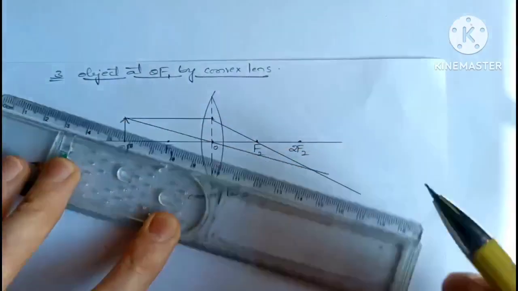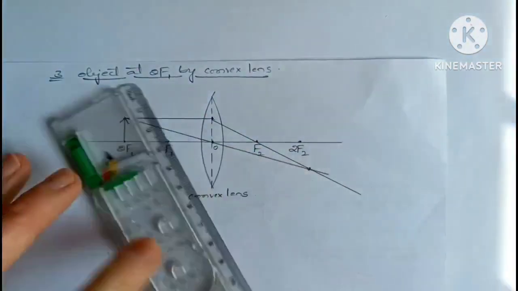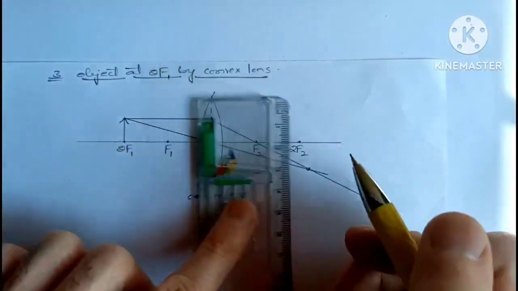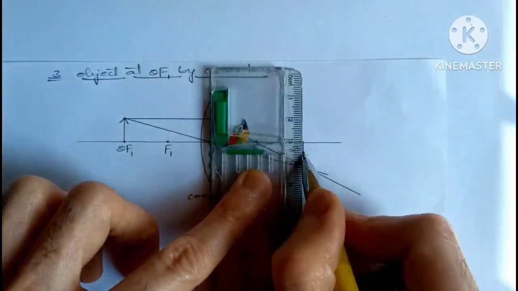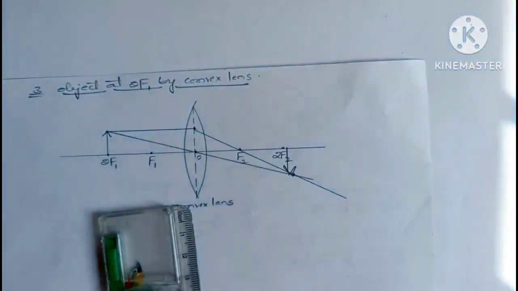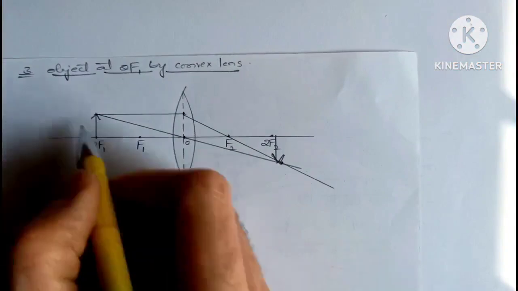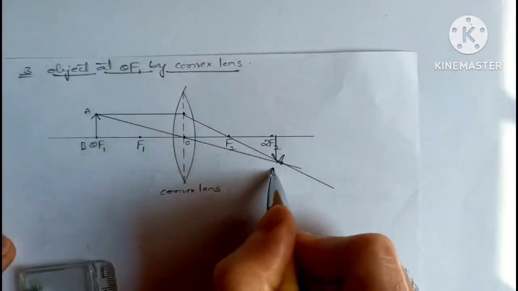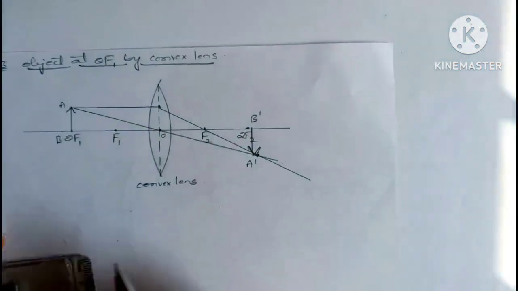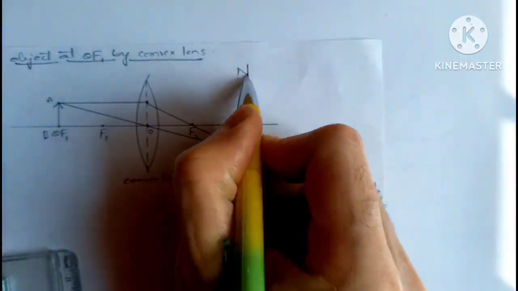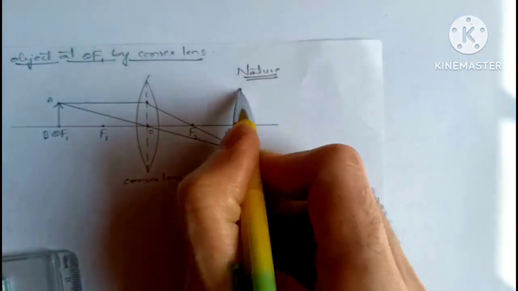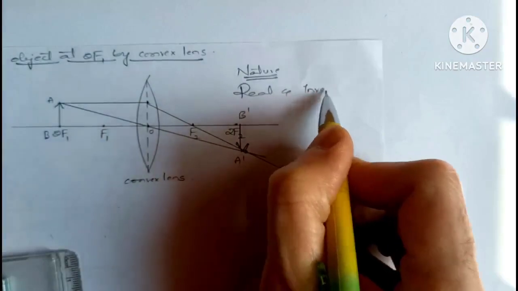Like this you draw. So two lines intersect here. Exactly, it has to intersect on F2. Okay, so it has intersected on F2. And now the nature of the image. So here A, B first, here A dash, B dash is the image. As usual, here you write the nature of the image. Nature of the image, as I have told you, real and inverted.